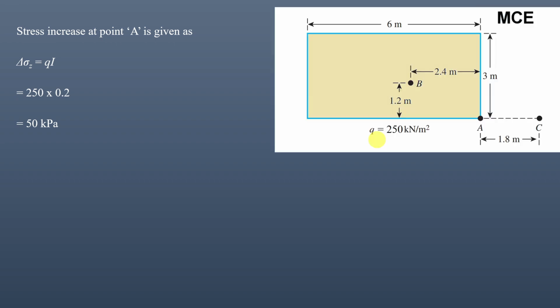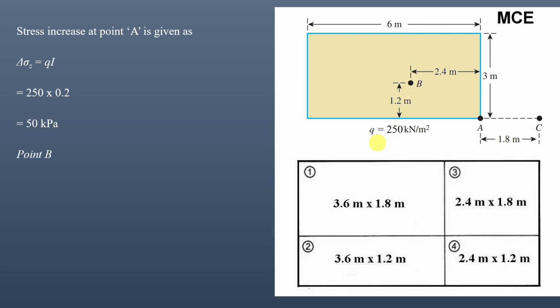Now the next point is point B. This influence coefficient table is valid when the point is at the corner of a rectangle, so you will get the value of stress increase at the corner of the rectangle. So we have to make this point B the corner of some rectangle to find the stress increase. For this, I will divide this large rectangular area into 4 small rectangles.